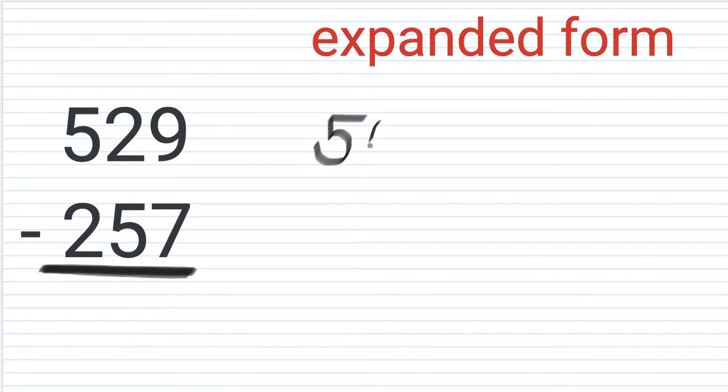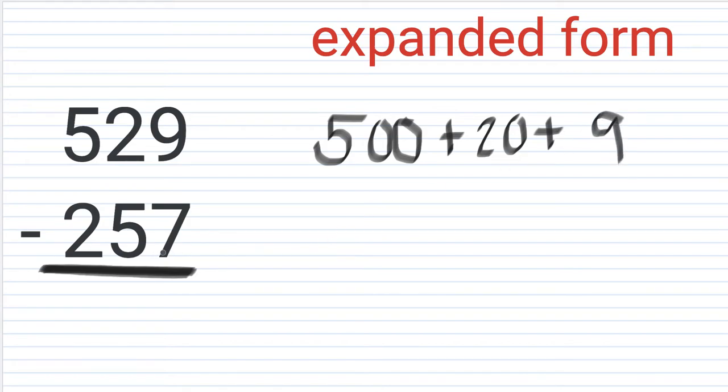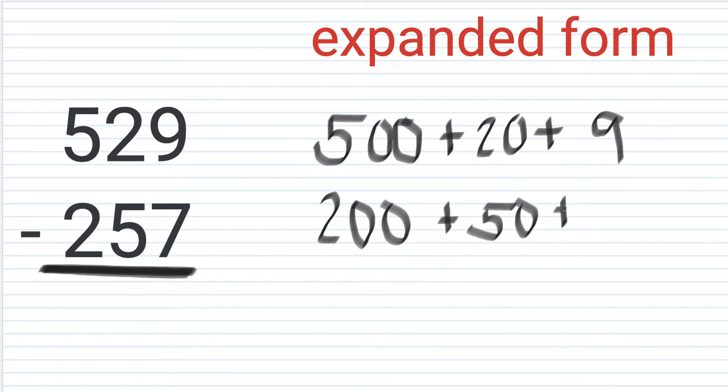500 plus 20 plus 9. Okay, how about here? We have 200 plus 50 plus 7. Okay, take note, we will do the expanded form first.